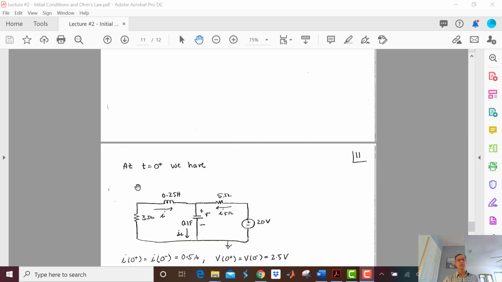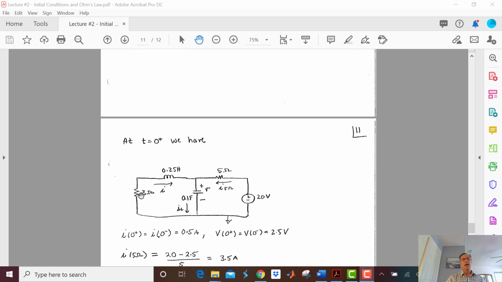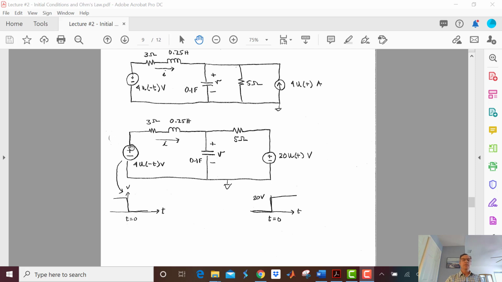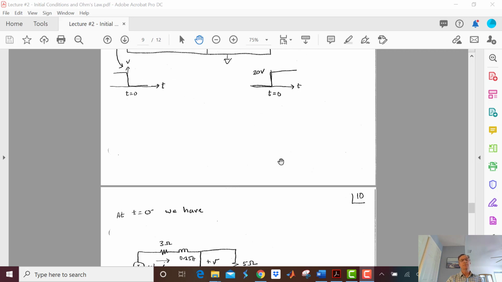Now let's draw the circuit at t equals 0 plus. What you see is that this power supply has turned off, so its voltage went to 0 at t equals 0, which means it's essentially a short here. And this power supply turns on.